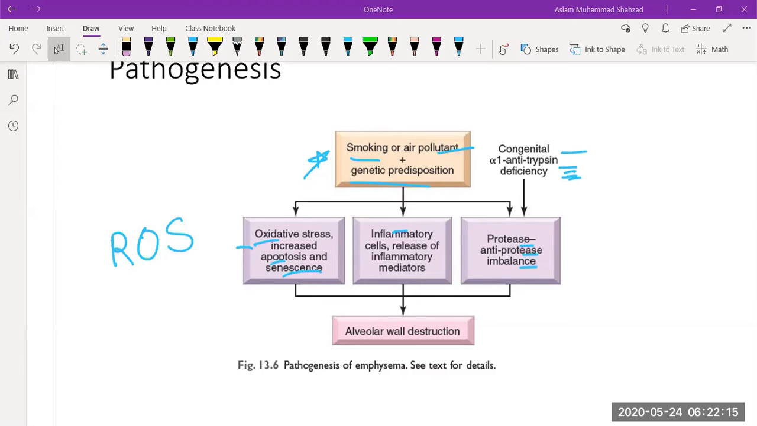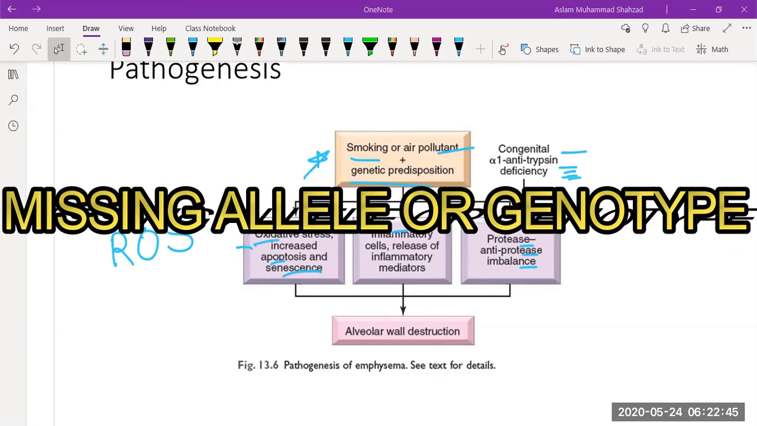And in patients who develop emphysema, there is a relative deficiency of the protective anti-proteases, meaning the absence of alpha-1 antitrypsin, that is very important. A patient having a defect of alpha-1 antitrypsin, which is responsible for the protective factor, suffers injury to the alveolar sacs. And why does this occur? Because of a missing allele, a missing genotype. We are not going to discuss it in detail.